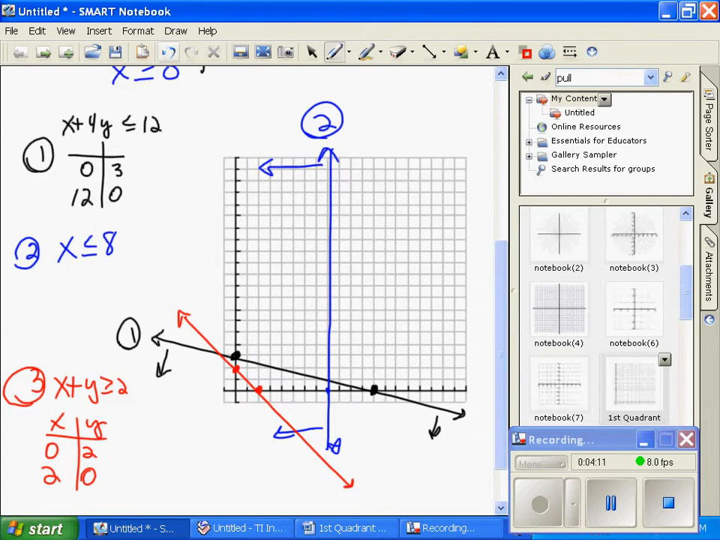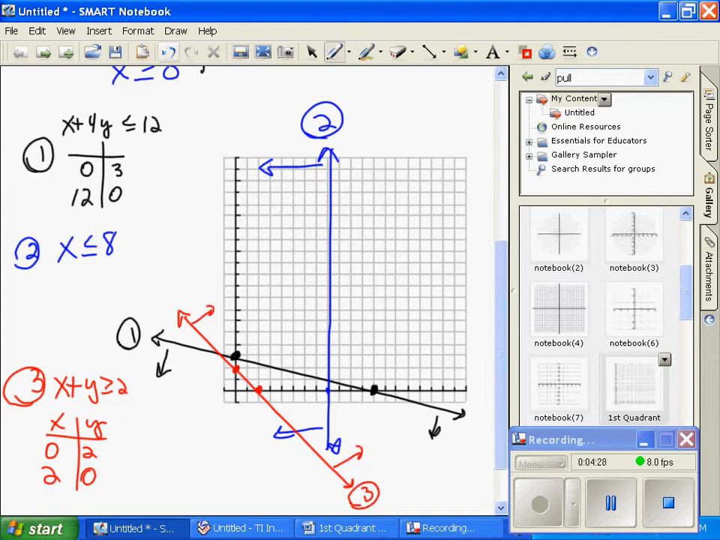I'm going to pick the point 0, 0 and plug into both x and y in equation number 3, which is in red. Is 0 greater than or equal to 2? That is a false statement. 0, 0 is below my line. This is equation number 3. So I'm going to be graphing above.